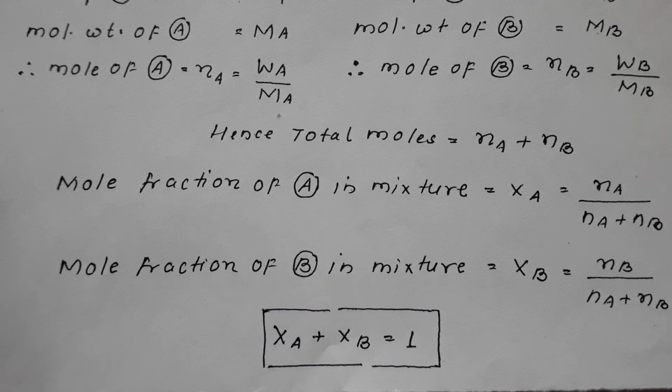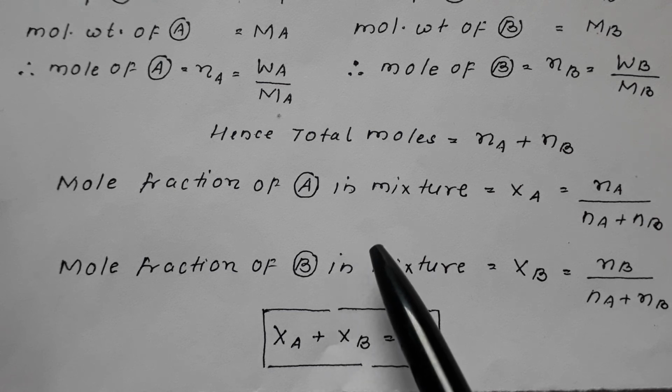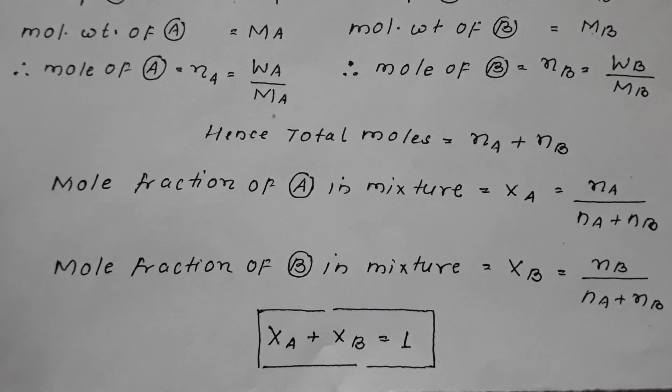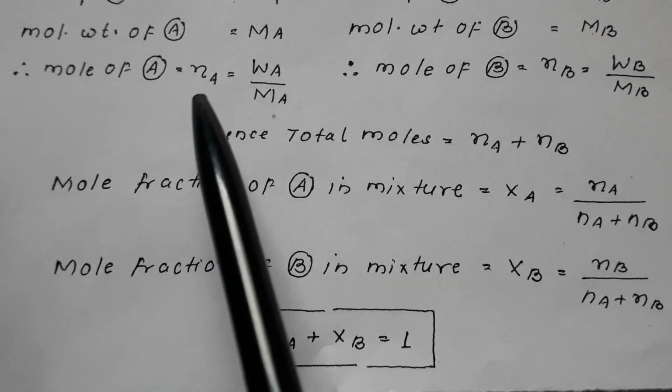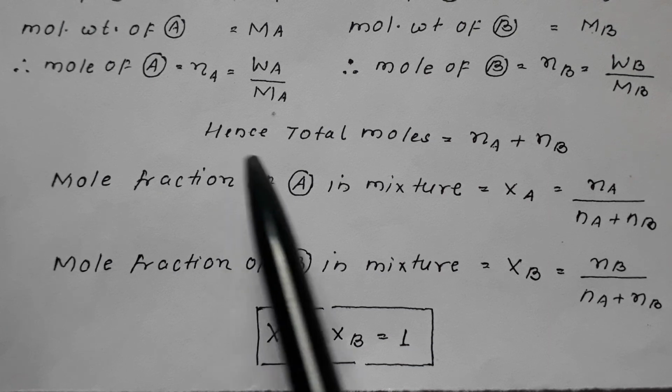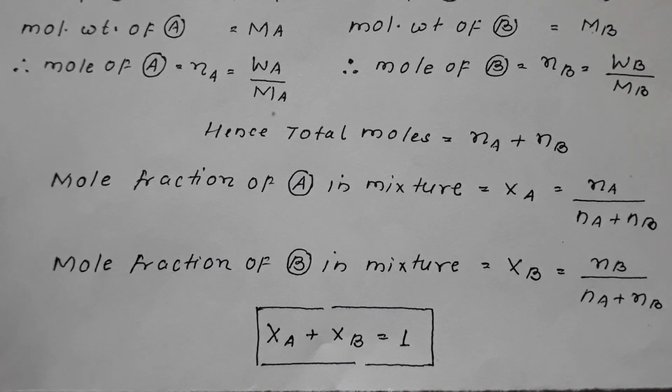Now what is mole fraction? I said it is the fraction of moles of any specific component in a mixture of two or more components. The fraction of moles of any specific component in a mixture of two or more components is termed its mole fraction. So the mole of A is Na, that of B is Nb, and therefore the total mole is Na plus Nb.